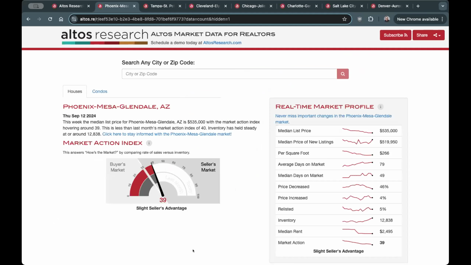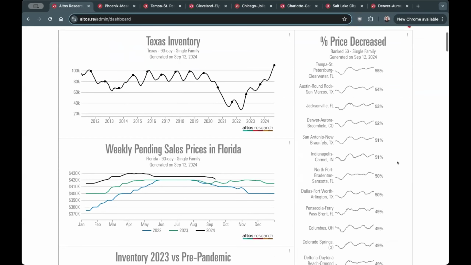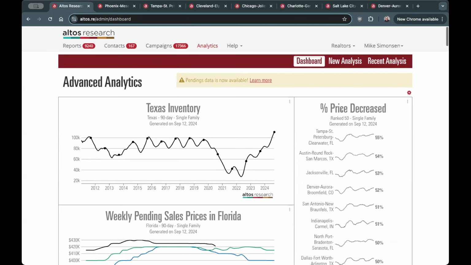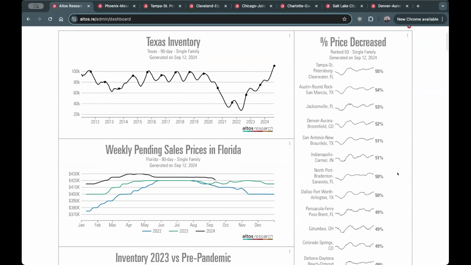Let's dive in here. Okay, let's start with the price reductions at the local level. So this is the Altos platform. I've got the advanced analytics page up, and I have my queries set up that I want to watch, different trends across the country. So I have the ranking of price decreases, the percent of homes on the market that have taken price cuts. For most of the year, the Florida markets were the slowest markets in the country.